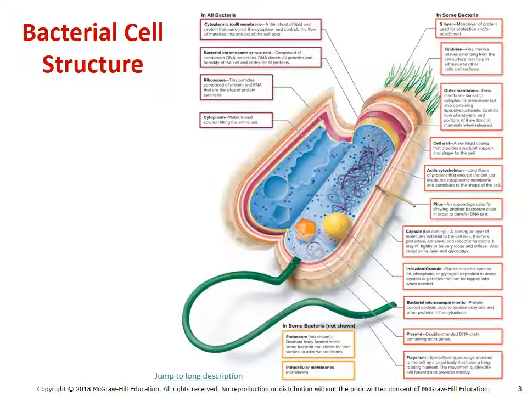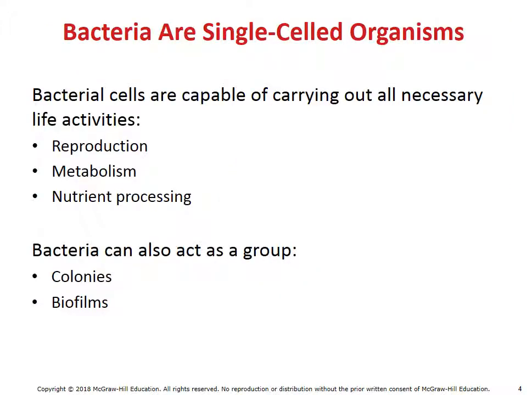So let's point out that bacterial cells are single-celled organisms. These things are capable of carrying out normal life activities like reproduction and metabolism, and they break down nutrients and resources. They can act as a group or as a large mass of bacteria in things like colonies and even biofilms.